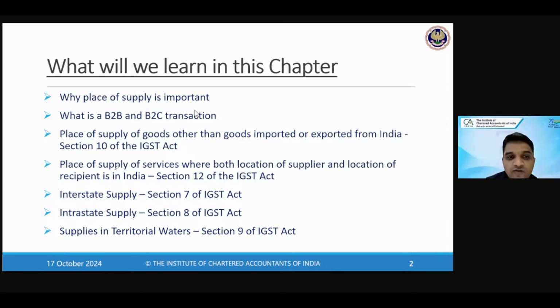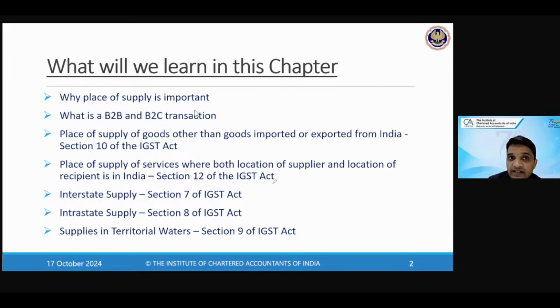Similarly, for services also, you have two sections. Place of supply of services where the location of supplier and location of recipient is in India, then it is dealt with section 12, wherein both the location of supplier and location of recipient should be in India. If location of supplier or location of recipient, if any one of them is outside India, then again it will be a different section, that is section 13. So where the place of supply of services is in India, it is 12, which is relevant for our exam. And where either the supplier or recipient, one of them is outside India, then it is Section 13.